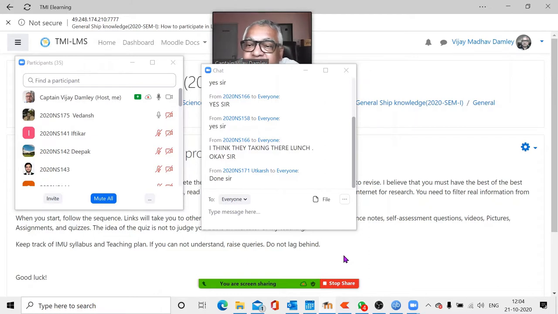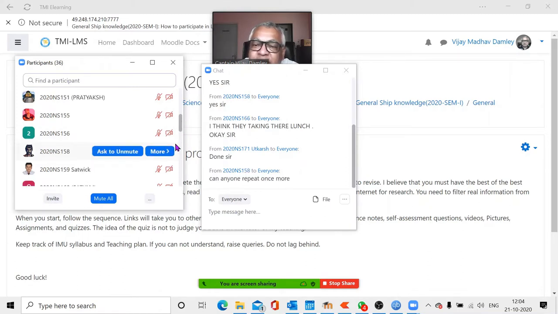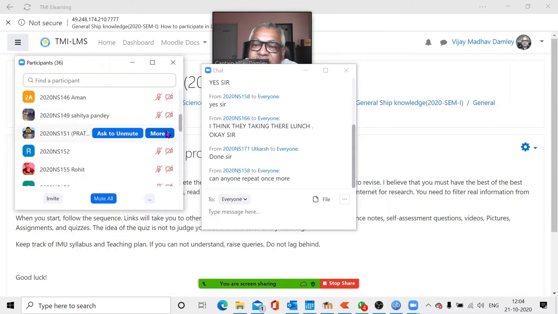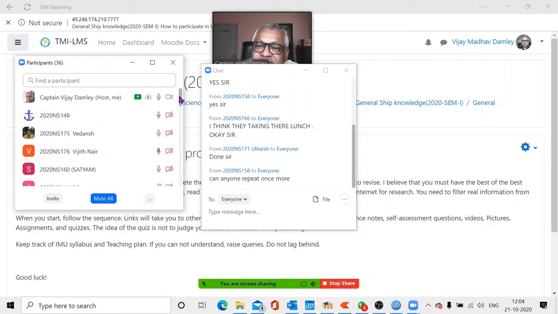Good. Now we are getting the names. Some guys still haven't moved because they have just switched on and gone somewhere. Sir, I am not getting it. How to? Somebody guide him. One minute, sir. Click on participants. And then when you point the cursor on your name, there's an option for more. When you click on that, it gives an option for rename. Got it. Thank you.